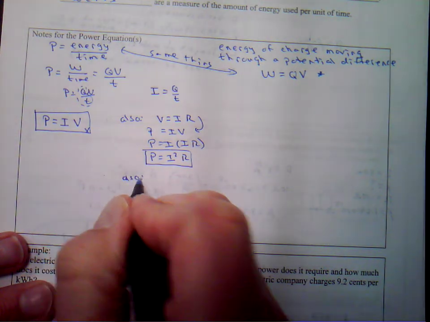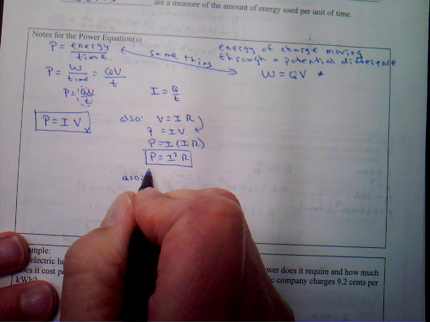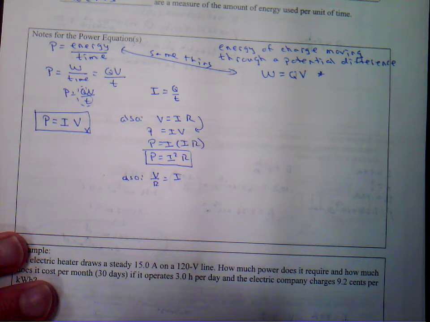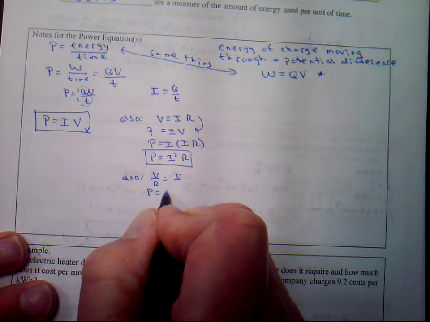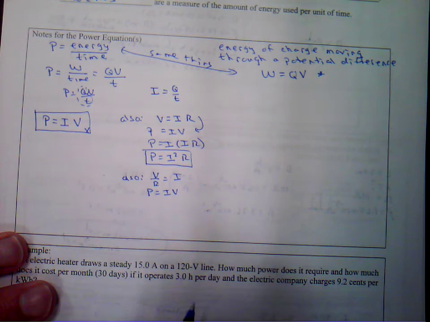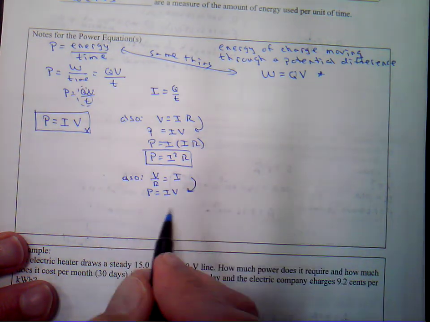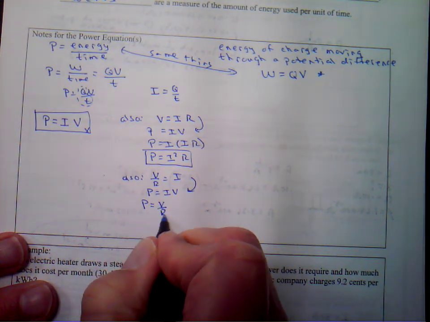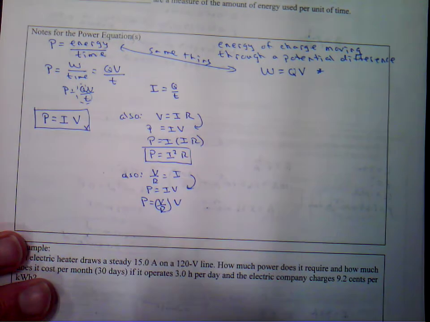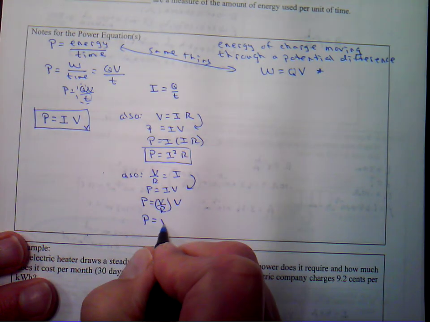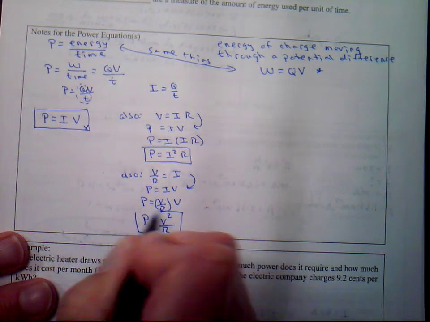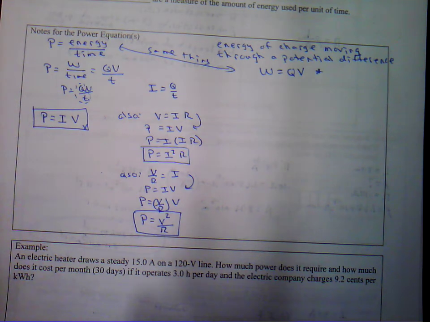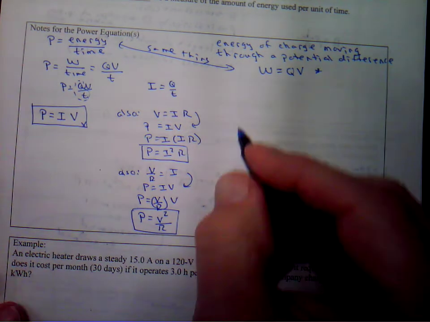And there is a third one. I'm going to rearrange Ohm's law in terms of current. So V over R is equal to current. And again, I have power equals I times V. What I'm going to do is substitute current into this equation in terms of V over R. So power is equal to V over R times voltage. We combine that, we get power is equal to V squared over R. It's another power equation. So there are three power equations that you can use. Which one you use just depends on what information you're given in the problem.